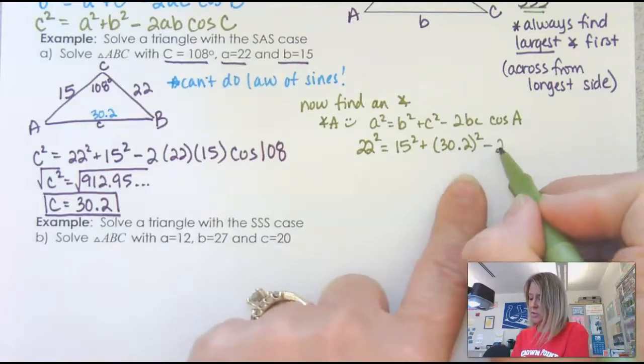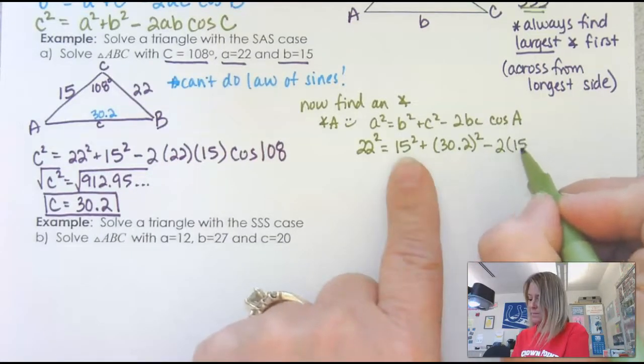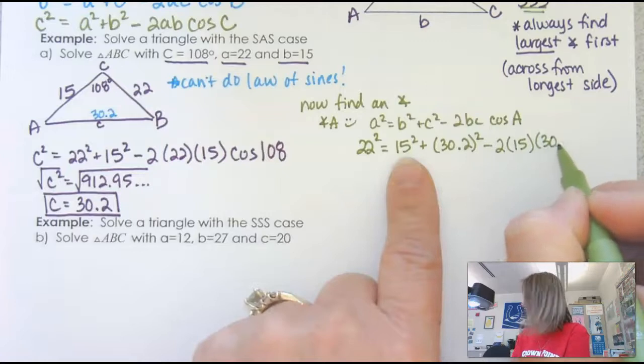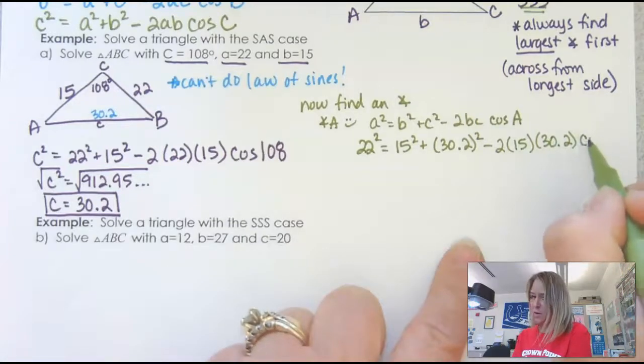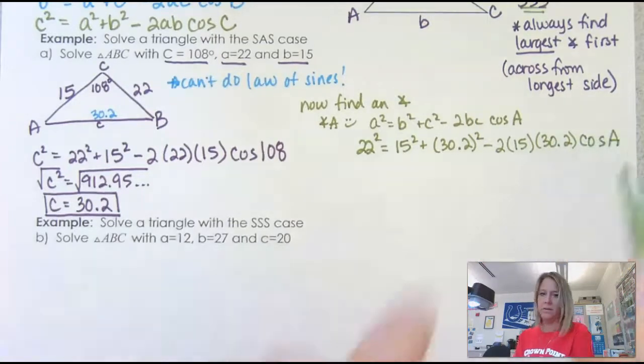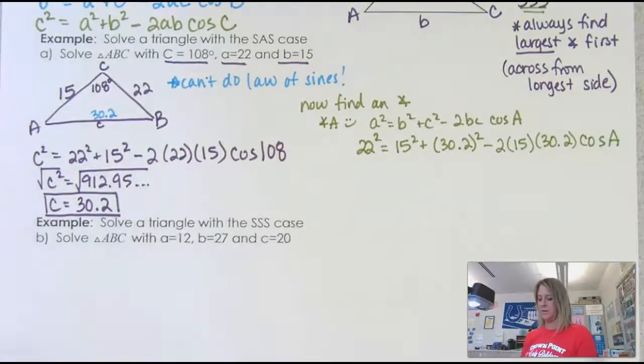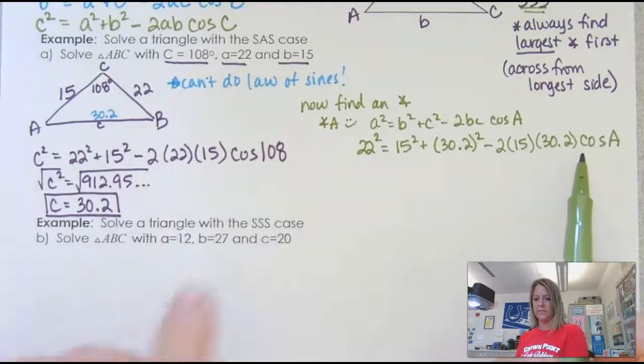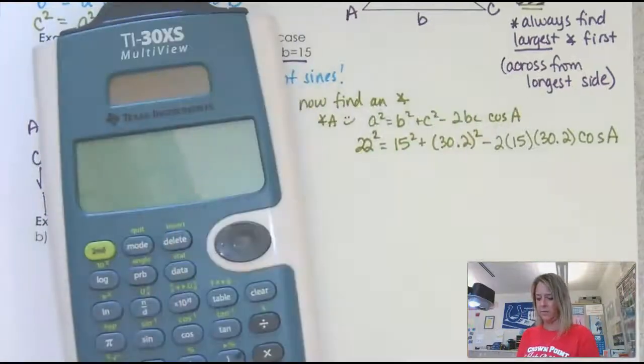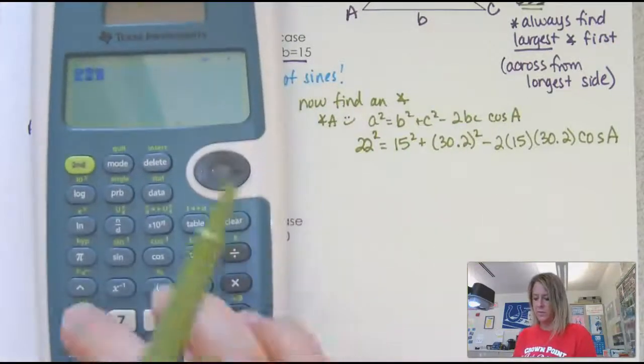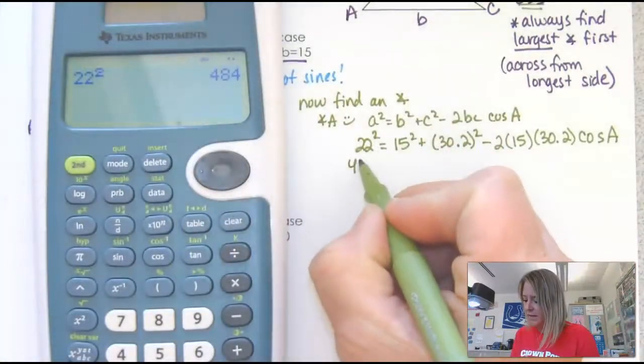Then I've got minus 2 times B times C, and then cosine of angle A. All right, so now we need to start solving to figure out what this angle is. So I'm going to get my calculator out here again. I've got 22 squared is 484.